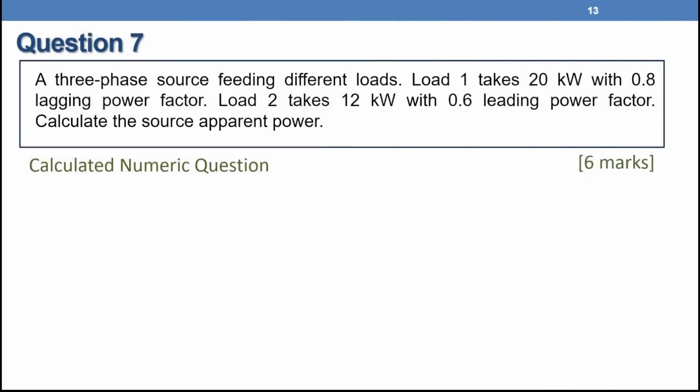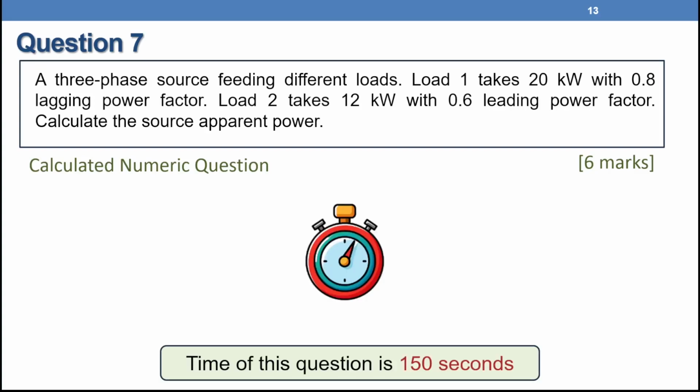Question number 7. Three-phase source feeding different loads. Load number 1 takes 20 kilowatt with 0.8 lagging power factor. Load number 2 takes 12 kilowatt with 0.6 leading power factor. So we need to calculate the source apparent power. Please note that this is a calculated numeric question, so you are going to do analysis in your notes. The time for this question is 150 seconds.